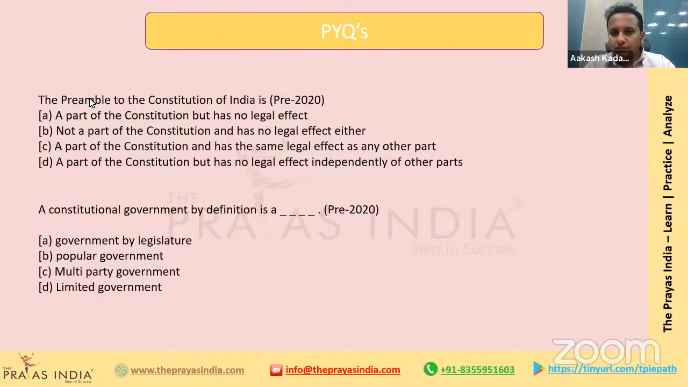When we read the preamble, there are two important Supreme Court judgments that come into play: the Berubari Union case and the Kesavananda Bharati case. In these two judgments, the Supreme Court gave different stances. In the Berubari case, the Supreme Court held that the preamble is not a part of the Indian Constitution and therefore cannot be amended. In the Kesavananda Bharati case, the Supreme Court held that yes, the preamble is a part of the Indian Constitution and can be amended. So these were two different, contradictory stances that the Supreme Court took.